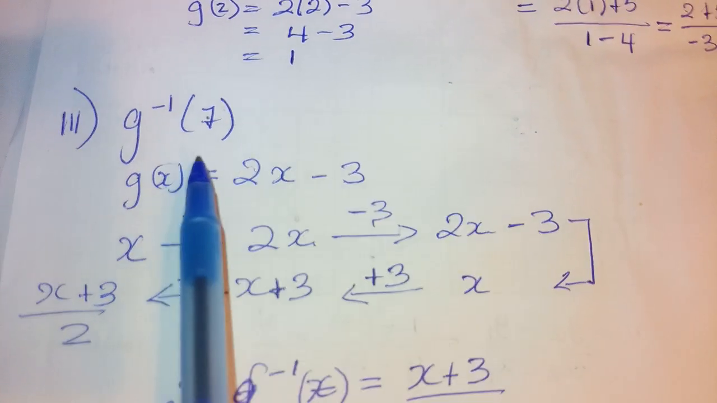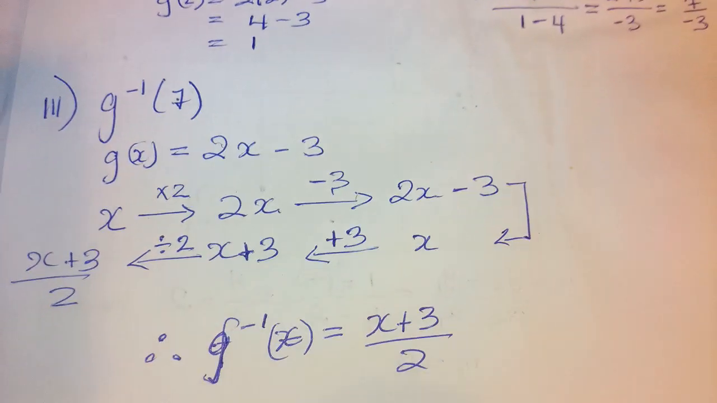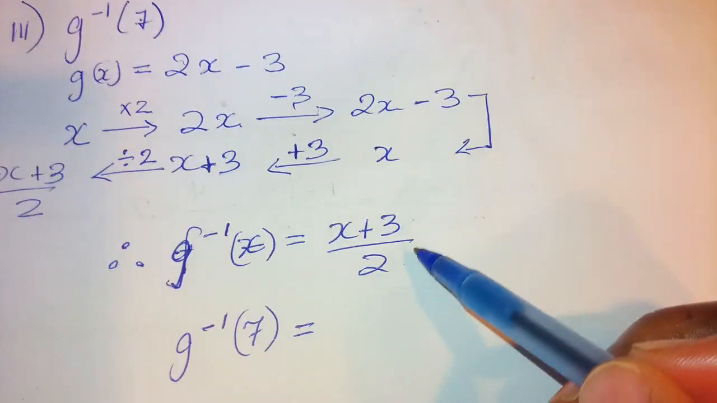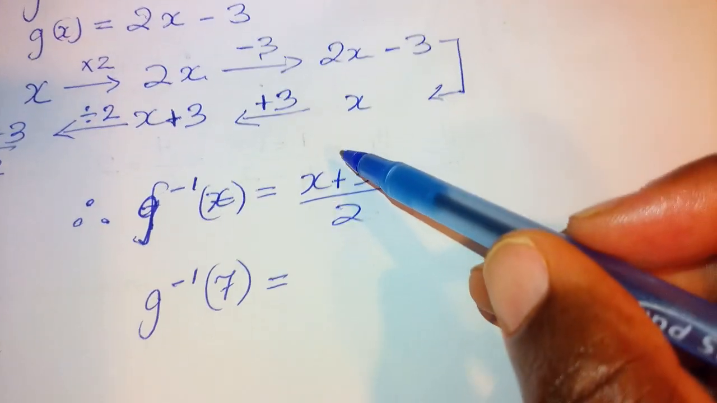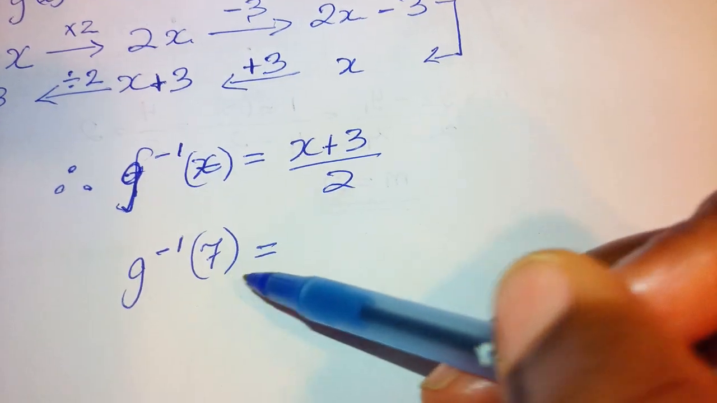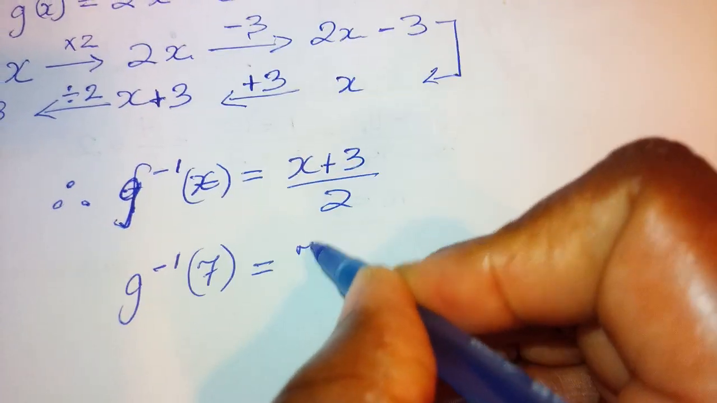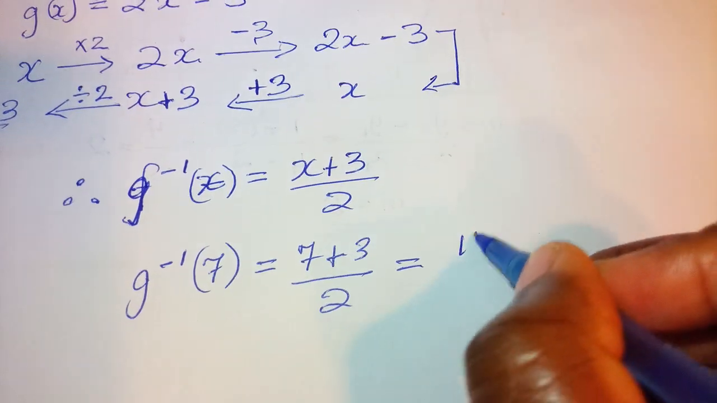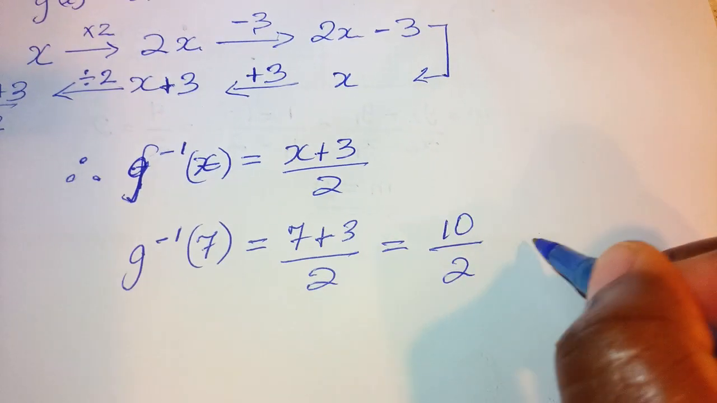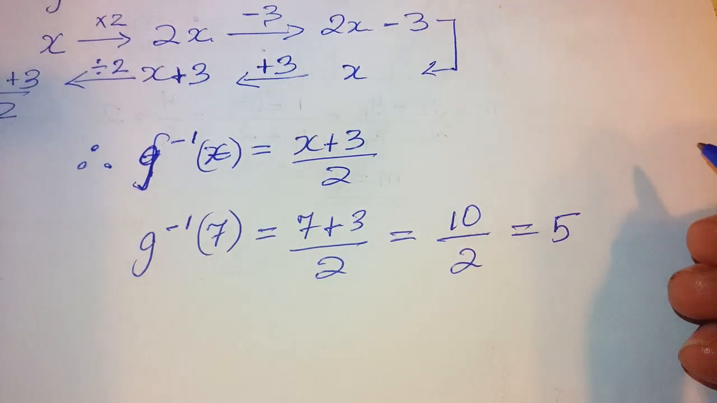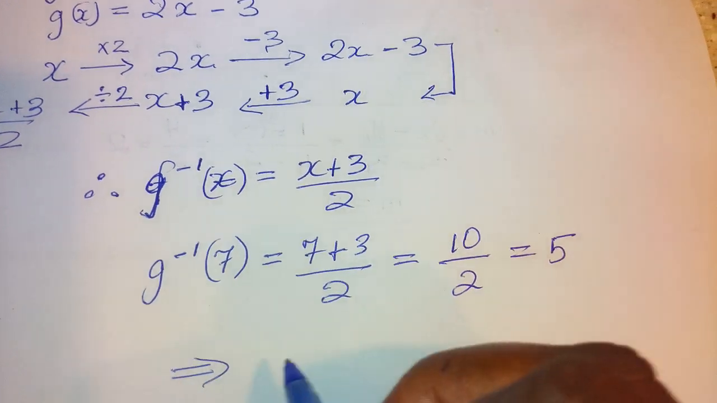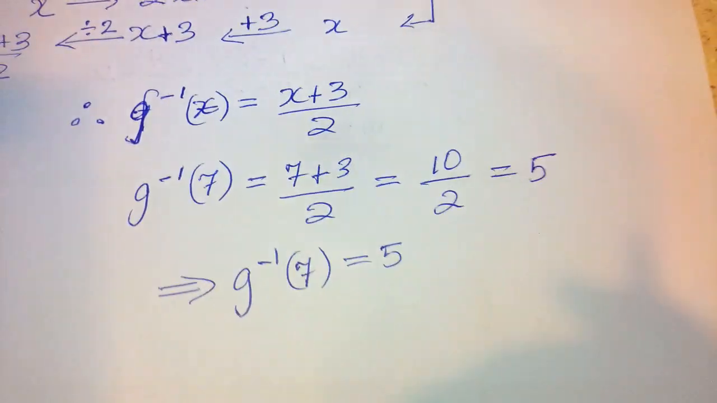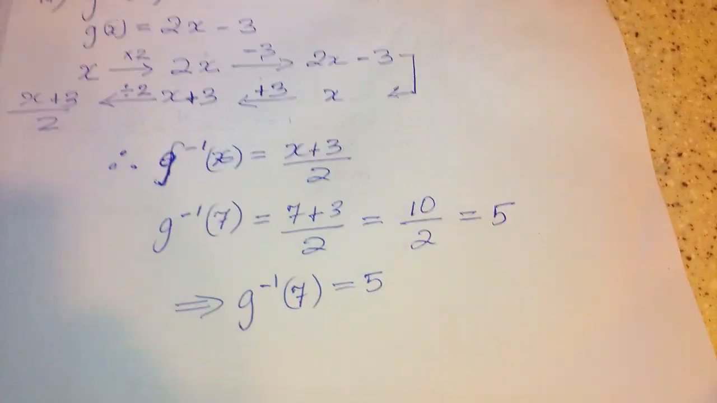Now we're going to come to the 7. The problem actually said g inverse of 7, which means now we're just going to take the inverse function, and wherever we see x, we're going to substitute 7 and simplify. So we're going to end up with (7 plus 3) all over 2, which is equal to 10 over 2, which is equal to 5. So this implies that g inverse of 7 equals 5. I hope this helps.